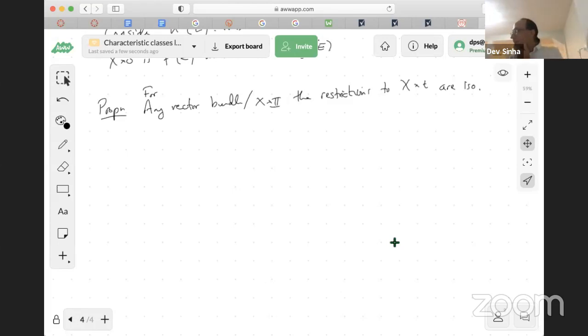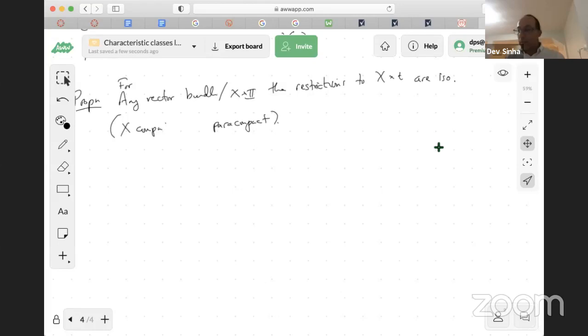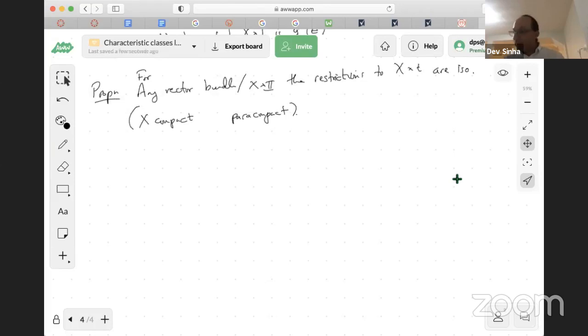Okay, so how do we prove this? Here, let X be compact, or even paracompact. The isomorphism between the board I'm writing on and the board you're seeing is not perfect. If you monitor the board, you'll have seen that as well.